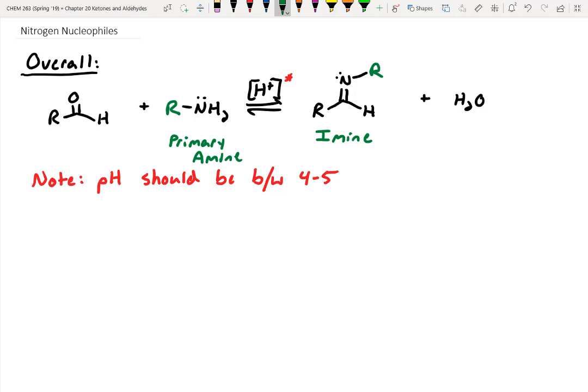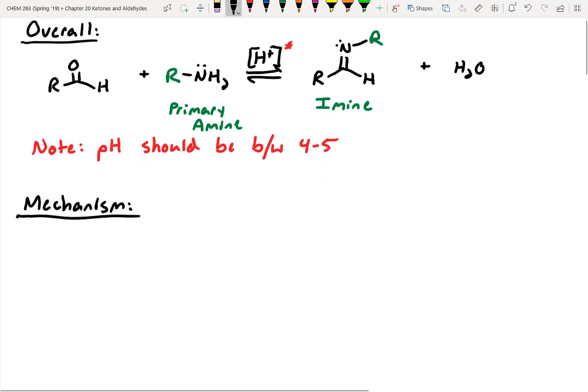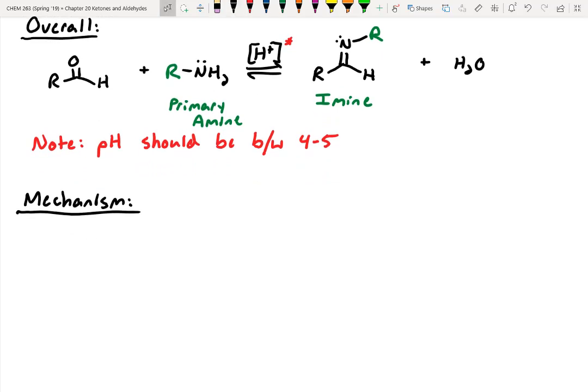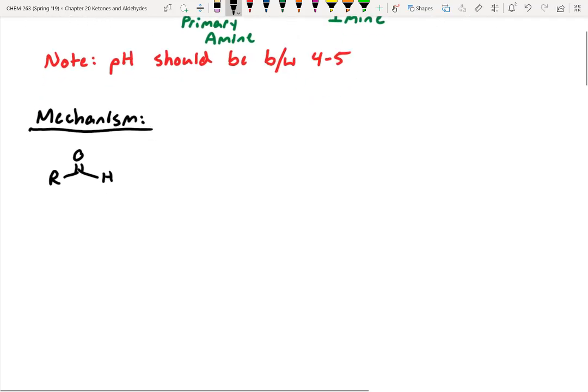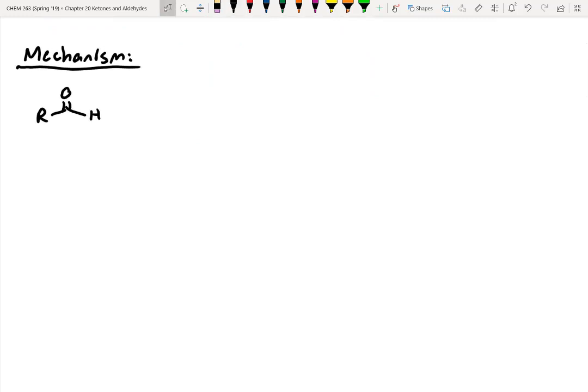All right, so let's try to make sense of the mechanism. This mechanism is fairly similar, but a little bit different compared to the one with alcohols. So we'll start off with our aldehyde. It works with ketones as well. However, aldehydes typically are a lot more reactive, so you see a lot more imine formation with aldehydes than you necessarily would with a ketone. However, it works for both.